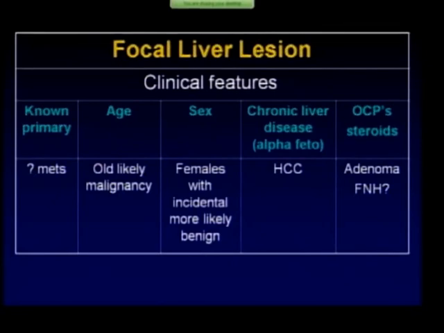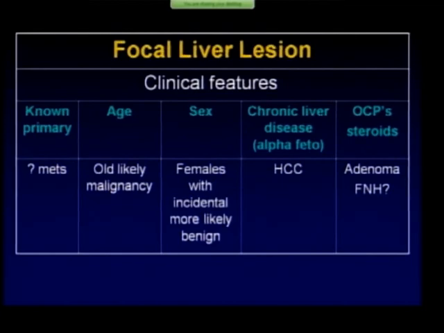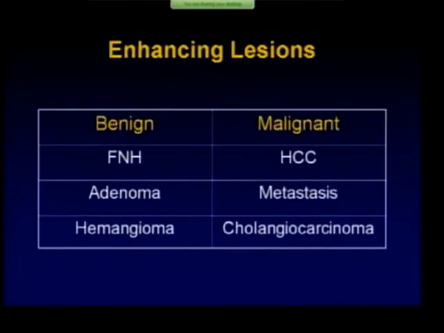Age, obviously elderly are more likely to have malignant lesion, that could be primary malignancy or metastatic disease. Females with incidental lesions are more likely to turn out to be benign. If there is history of chronic liver disease or elevated alpha fetoprotein, we suspect HCC. And if the patient is on oral contraceptives or a bodybuilder who's taking steroids, we suspect adenoma. Rarely some literature has cited FNH, but that's controversial.